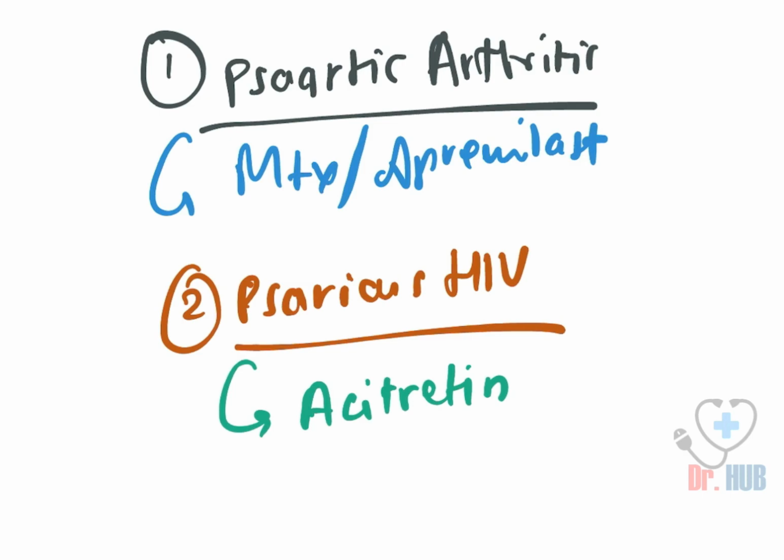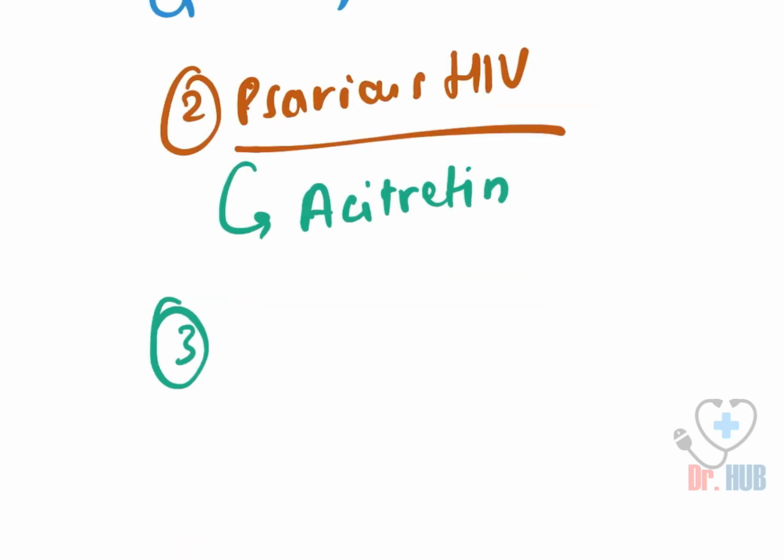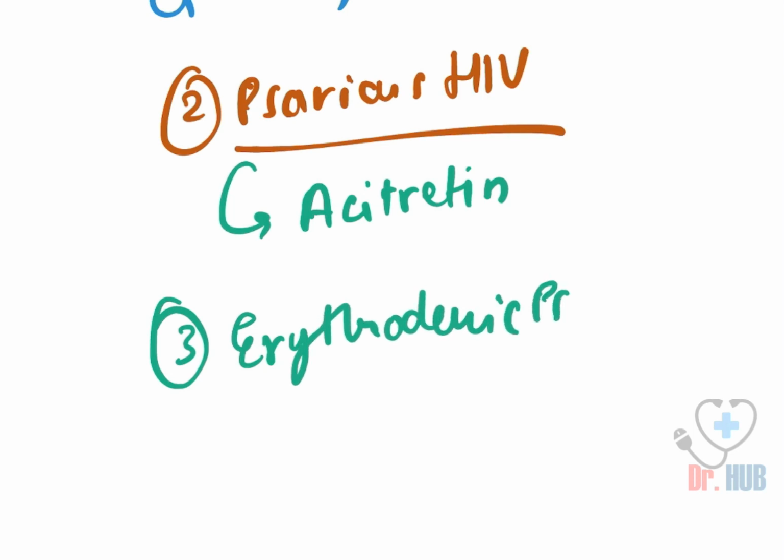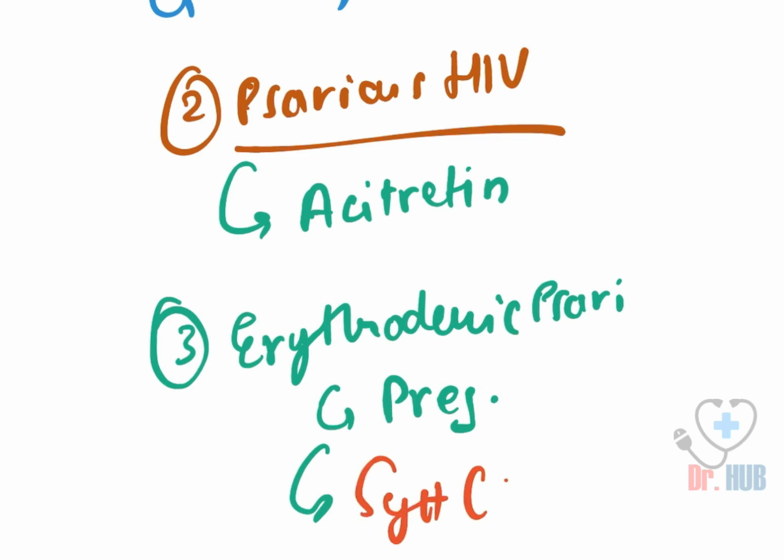Then we move on to the last question we asked. The question was, in case of erythrodermic psoriasis in pregnancy, what is the DOC? The DOC is nothing but systemic corticosteroids.